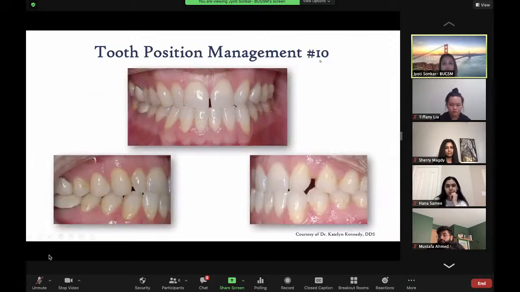So let's take a look at this case. You can see this patient has a lot of open spaces, and he's actually missing one of the lateral incisors.